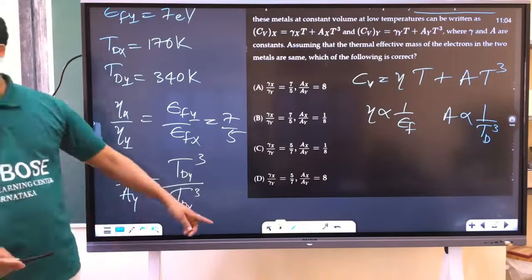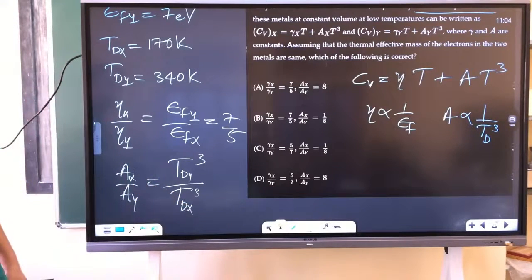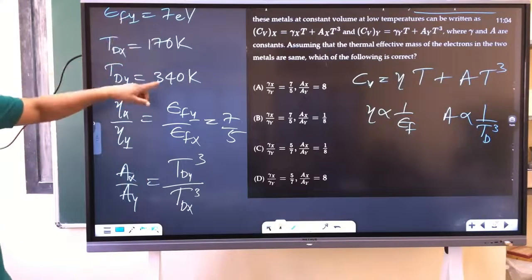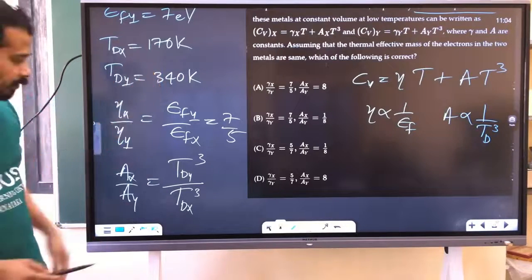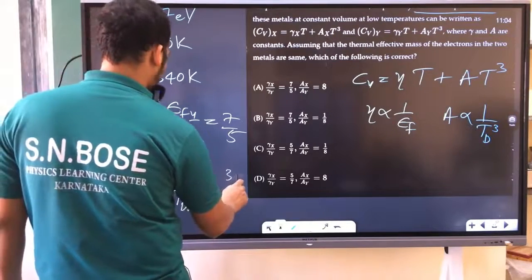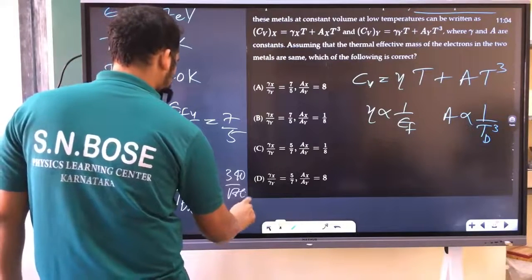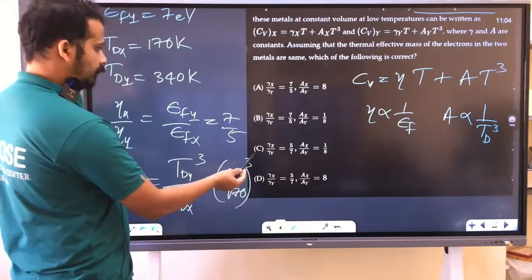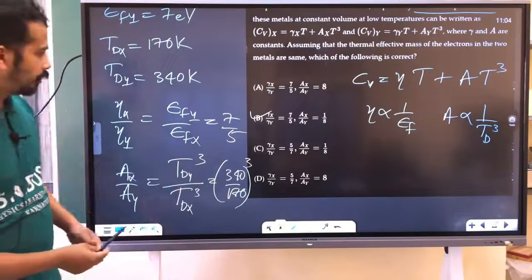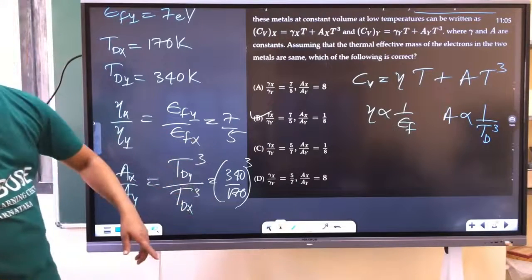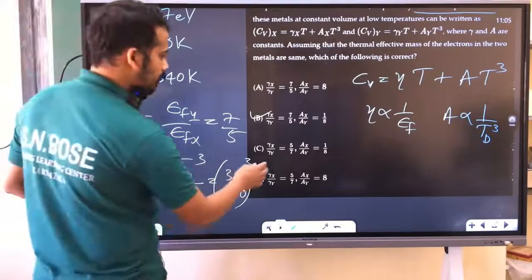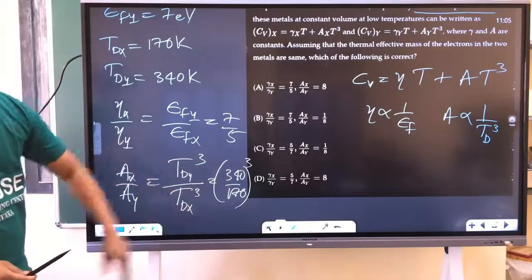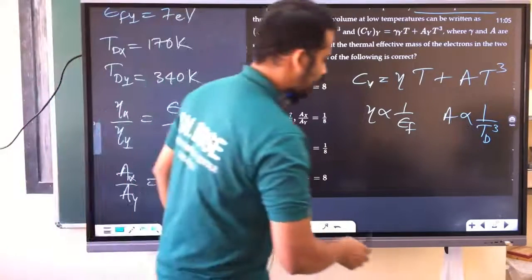Okay, can you do this one? I hope the hint is sufficient. That you need to do. I think what is that? 340 cube. What is 340 divided by 170? 2. That's 2. So 340 divided by 170, the cube, 1 by 2 cube, that is 1 by 8. Am I right? Which one? This one, B, isn't it? 7 by 5 came here, 7 by 1 and 8. First option. What AX by AY? 2 cube. Yeah, that's right. Okay, do it again.